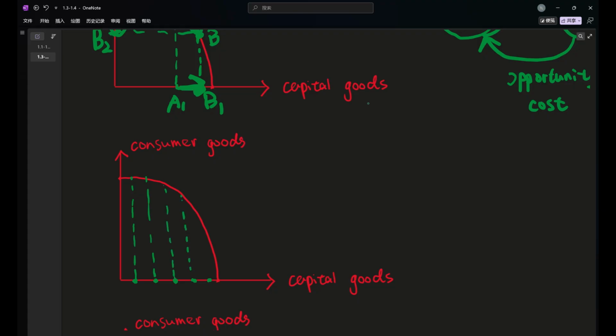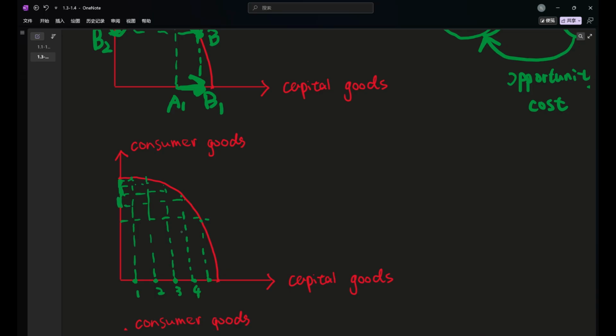Let's think about a random country. It is thinking about increasing the production of capital goods. What do you find? When you are moving from point 1 to point B, the opportunity cost is this. You give up this amount of consumer goods. You can produce this amount, but now you can only produce this amount. So you're giving up this amount of consumer goods. And when you're moving 2 to 3, you're giving up this amount.